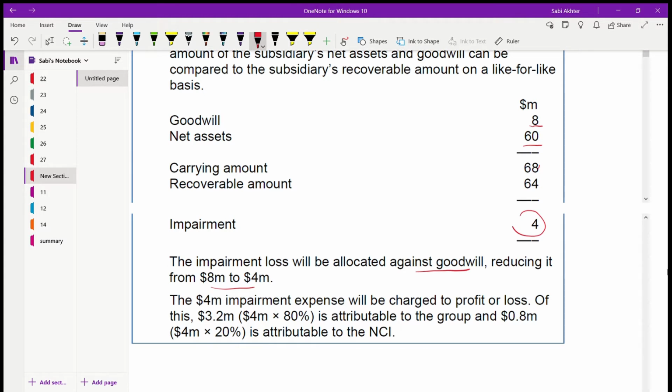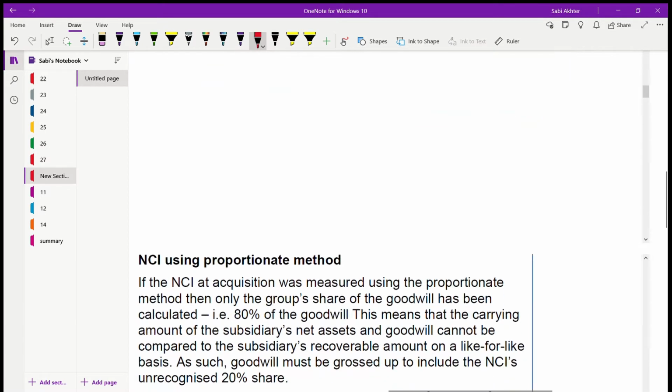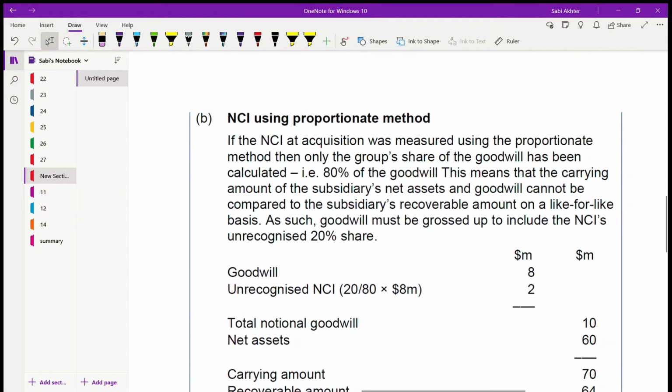This impairment loss will be first allocated against goodwill. How much goodwill do we have? 8. So it will be reduced from 8 to 4, because 8 minus 4. What about the balance? The 4 million impairment expense will be charged to profit and loss. Of this, 80% is the parent's share, which will be attributable to the group, and the 20% will go to the NCI. Because this is the fair value method, you have to show how much will be attributable to the group and how much to the NCI. Next, if you are using the proportional method.